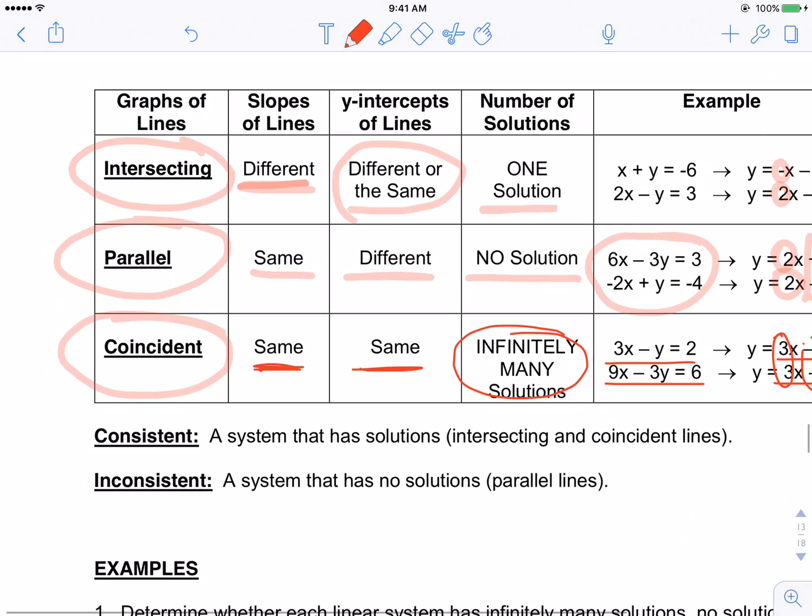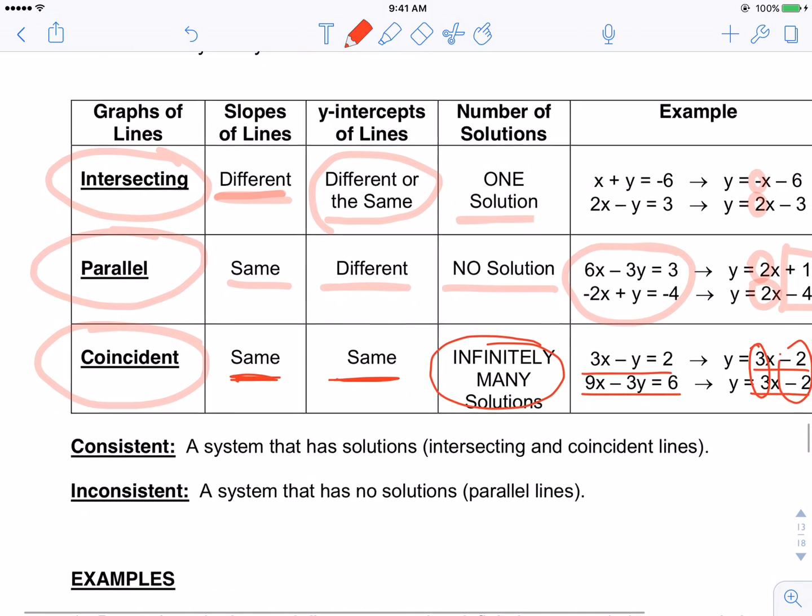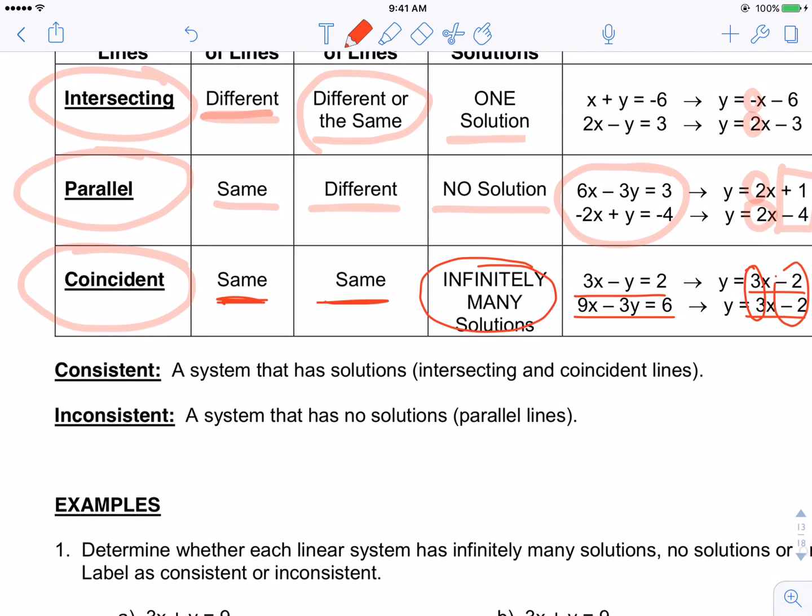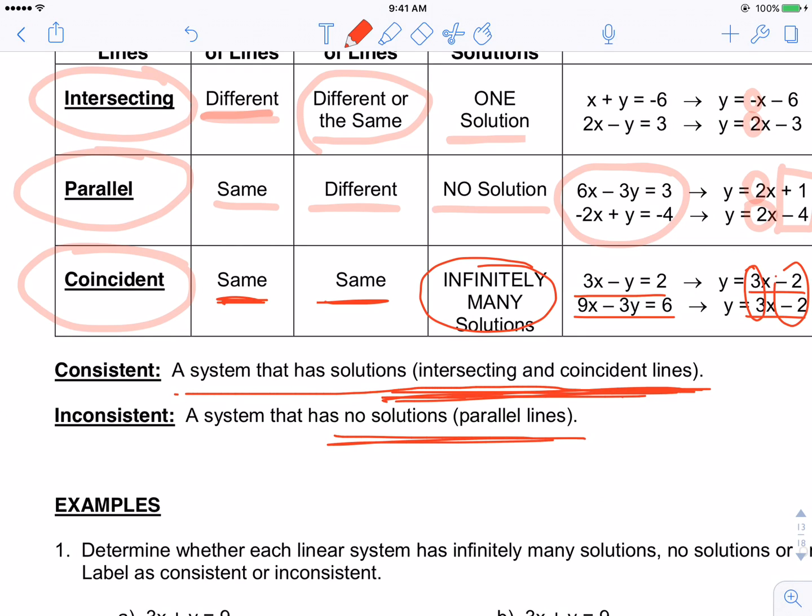So we have those three different types of graphs. And that leads us to two other terms. Consistent is a system that has solutions, so they're intersecting or coincident lines, they overlap. And inconsistent, a system that has no solutions. Okay, so a couple of terms to remember as we work through some problems here.